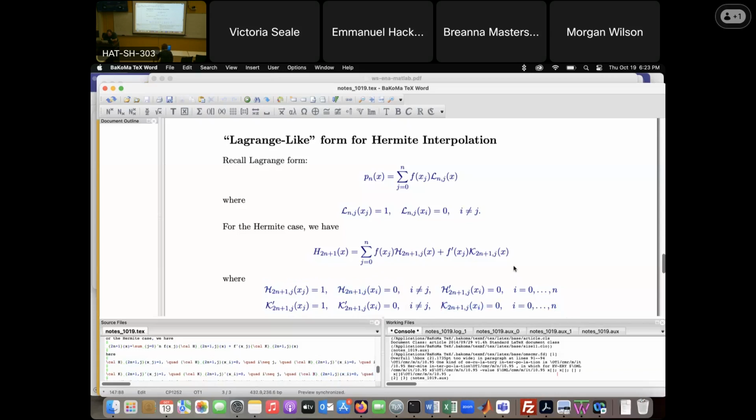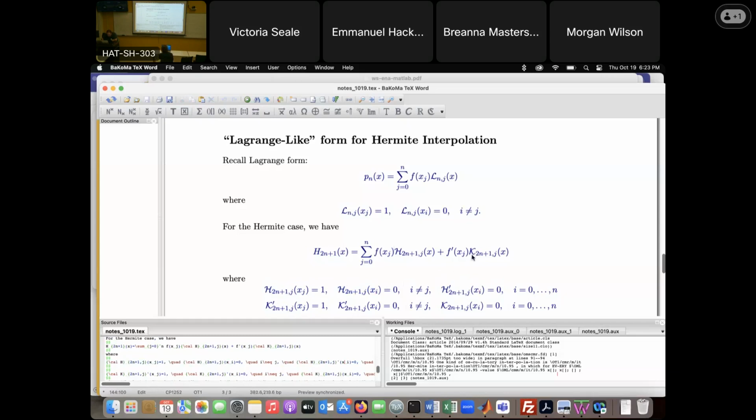But then we have to think about the derivative. If I take the derivative of this whole equation, so now I have h_{2n+1} prime of x, and then I substitute x equals xi, I want that to equal f prime at xi. Now the only things that get differentiated here are the fancy h's and the fancy k's. So I need the derivatives of the fancy h polynomials to be equal to 0 at all the interpolation points. So that's why I can't just use Lagrange for the fancy h ones, because I need them to satisfy these conditions too.